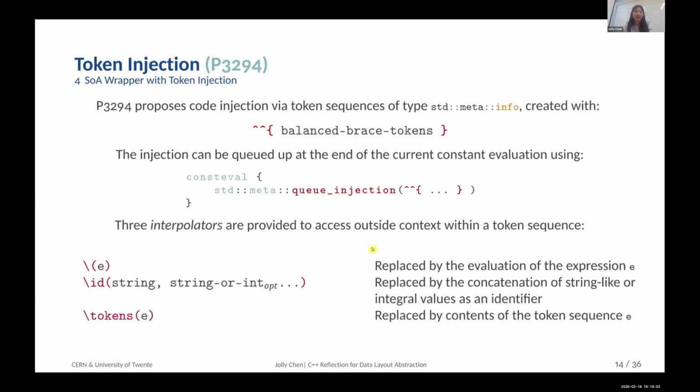And you can also access context outside of the token sequence using three interpolators. So for example, if you want to call a reflection method like type of or identifier of inside your token sequence, you need to put this into round brackets so that it takes not actually type of, but the return value of type of. You can also create new identifiers using \id by concatenating different string-like values. And you can also put an existing token sequence into another sequence by using \tokens.